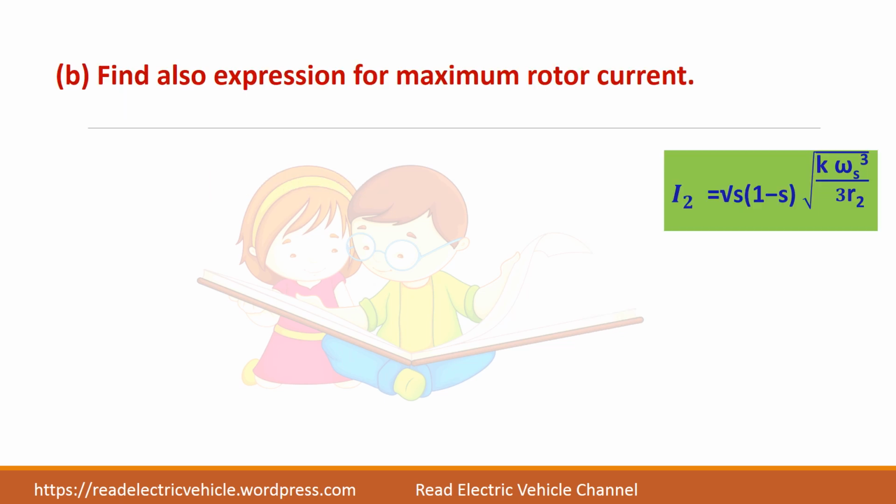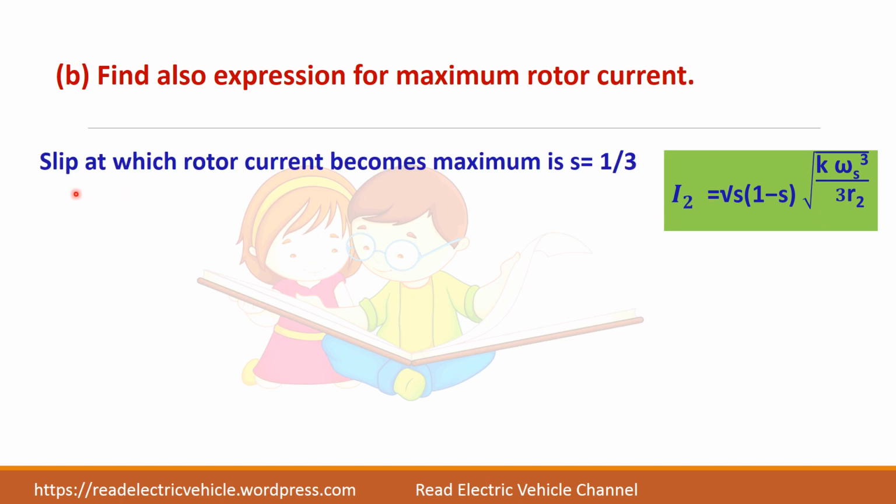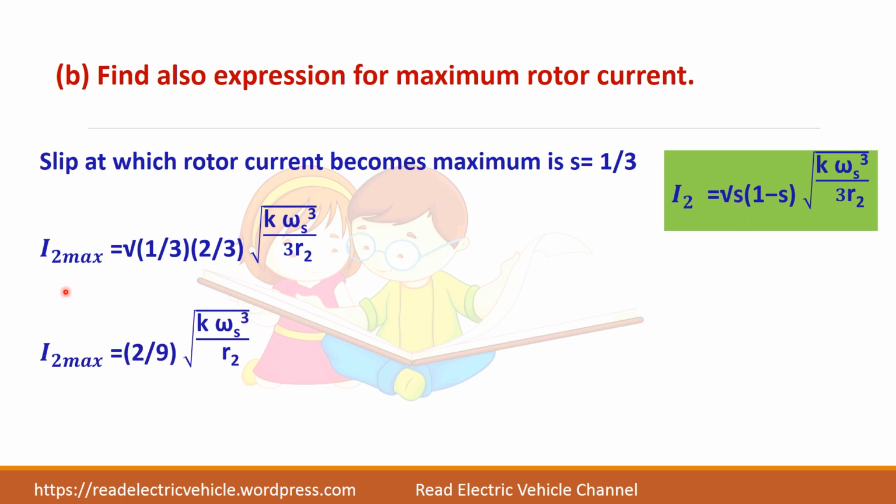Next part, we have to find the expression for maximum rotor current. So rotor current we know. We also know the slip at which the rotor current becomes maximum, S equal to 1 by 3. You apply S equal to 1 by 3 in this equation, that will give you the maximum current expression. If you substitute S equal to 1 by 3, you will get I2 max.